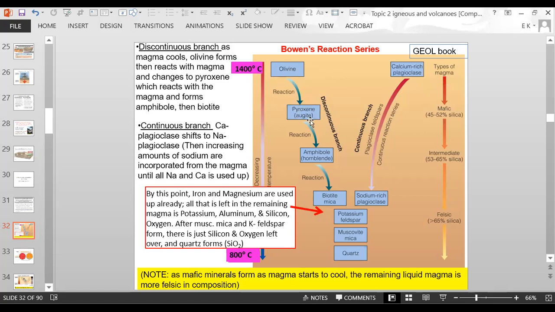And then some of the pyroxene is going to go through a reaction with the rest of the liquid magma. Because keep in mind, you have some crystals that are solid and they're like floating within this liquid magma. So the mineral crystals, some of them are able to have like this chemical reaction with the rest of the magma. So then some of the pyroxene will form a crystal called amphibole.